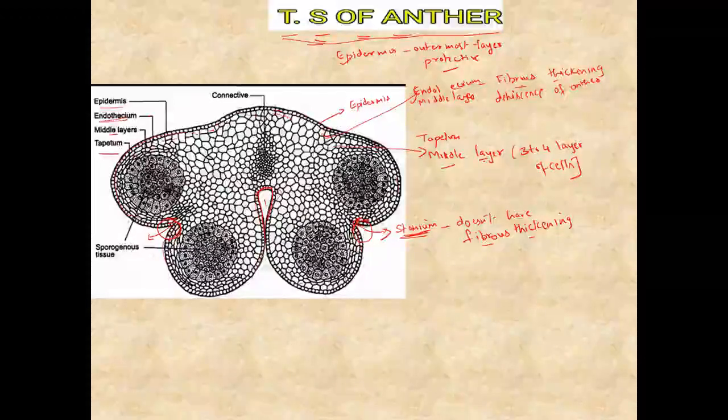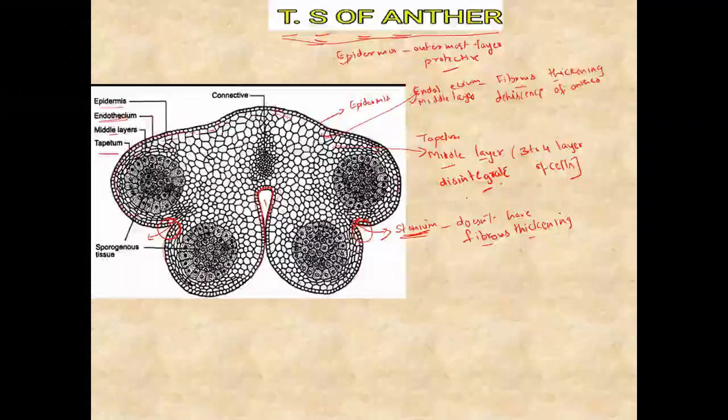These layers usually disintegrate by the time the anther matures. When the anther undergoes maturation, the middle layers present throughout here will undergo disintegration. What happens to them on maturation? They disintegrate on maturation of the anther.